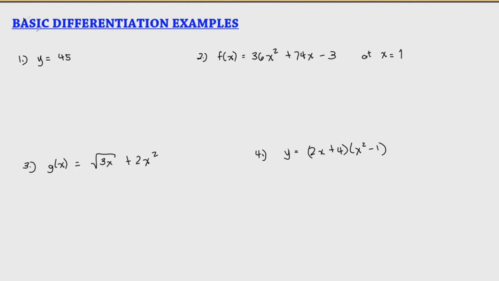Now, for the first one, we have y equals 45. 45 is a constant, so when we want to take the derivative, that is simply equal to 0. So this is the answer for this problem.